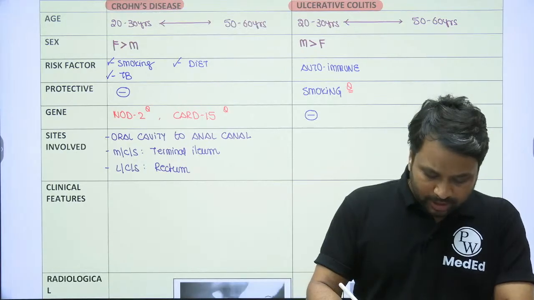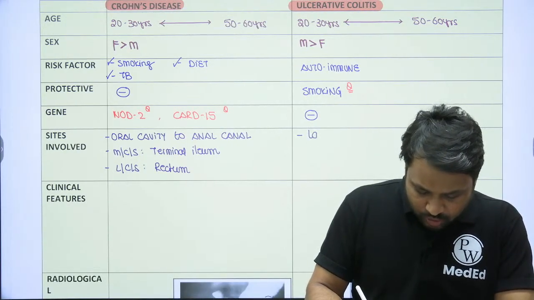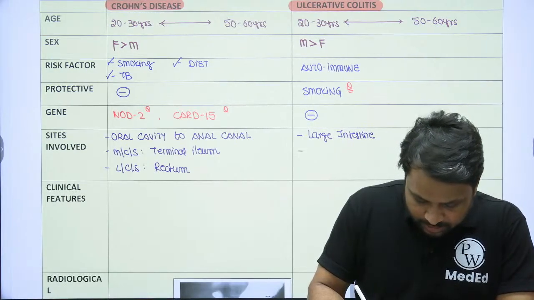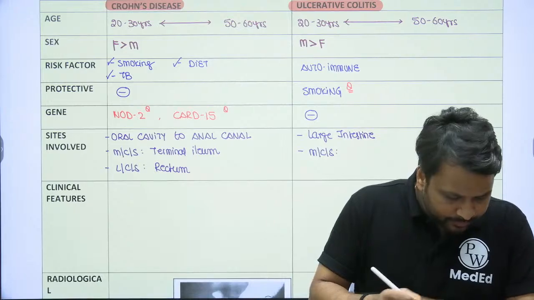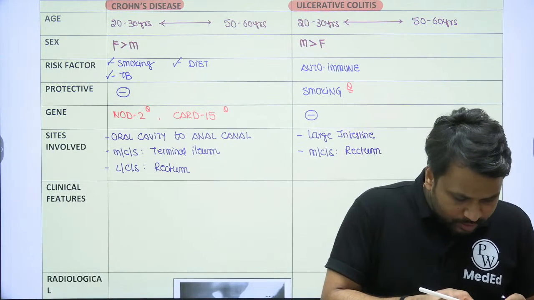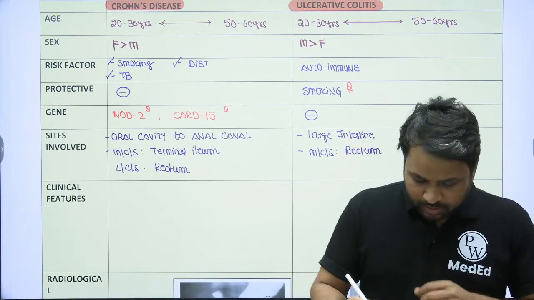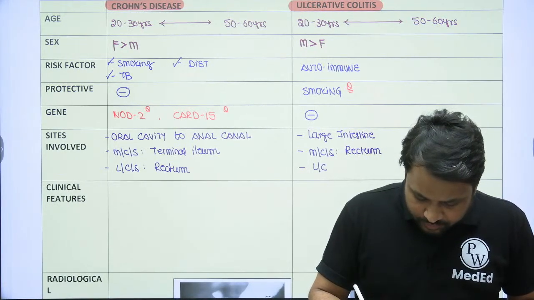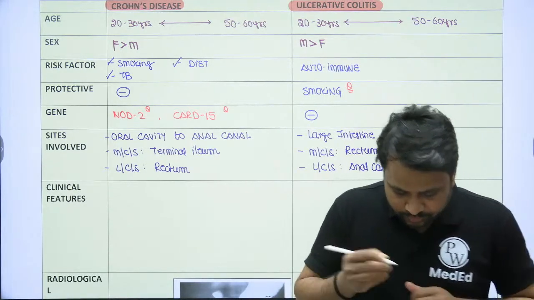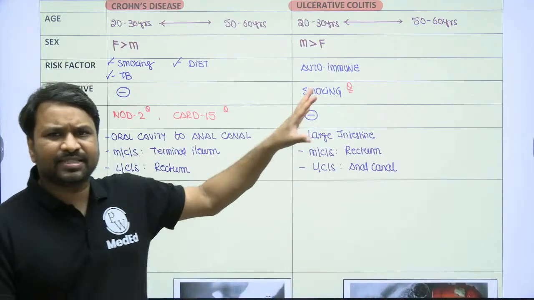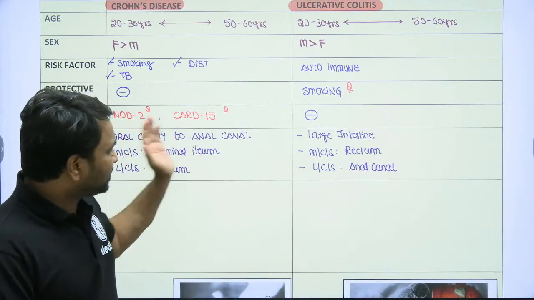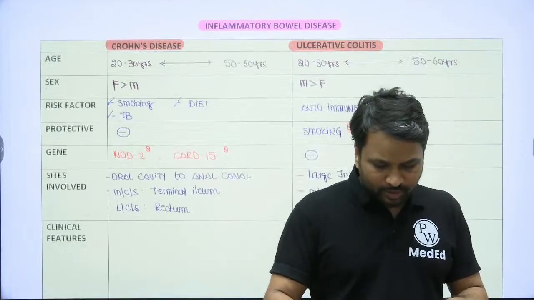On the other hand, when you talk about ulcerative colitis, it is a disease of the large intestine. The most common site of involvement is going to be rectum, right? If I say what is the least common site of involvement here, then it is going to be your anal canal. In fact, if there is a perianal disease, it goes more hand in hand with Crohn's disease when compared to ulcerative colitis.